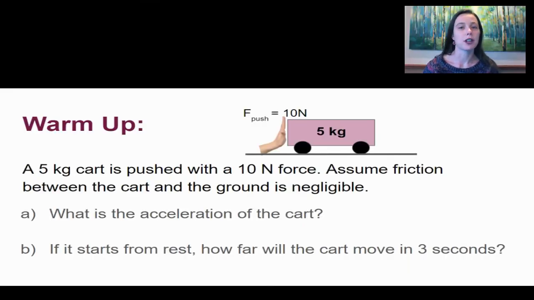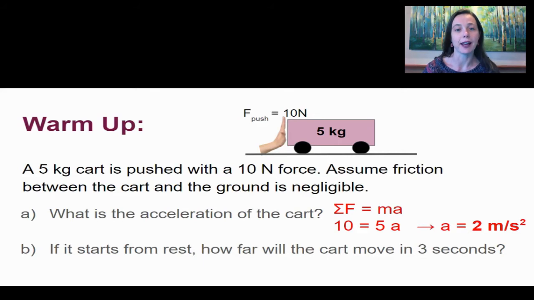To determine the acceleration of the cart, we will use Newton's second law, that the net force is equal to the mass times the acceleration. In this case, the net force is the 10 Newton push force. The mass is 5, and so dividing, we find that the acceleration of the cart is 2 meters per second squared.